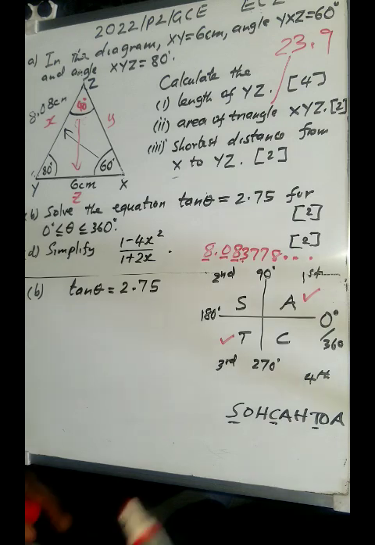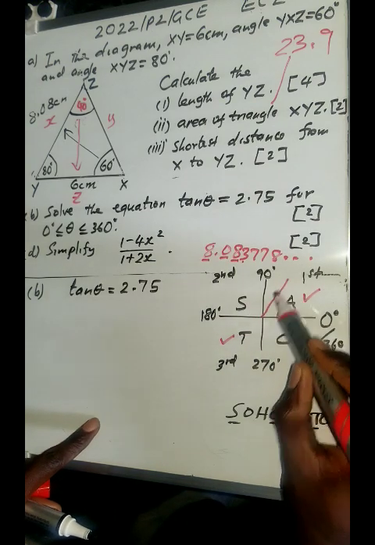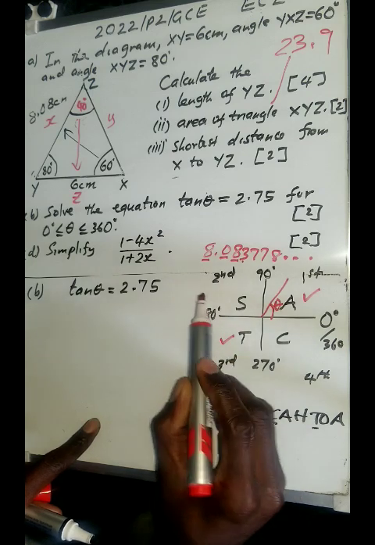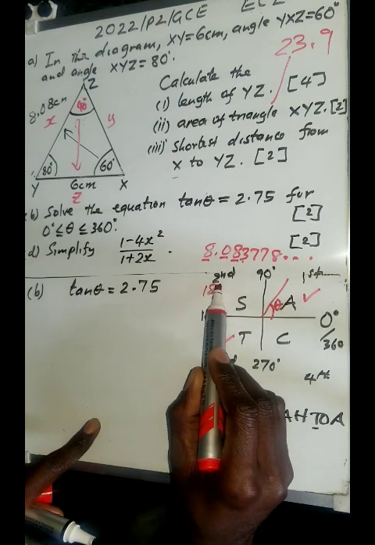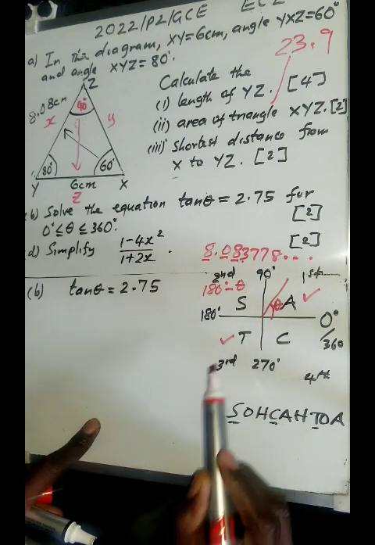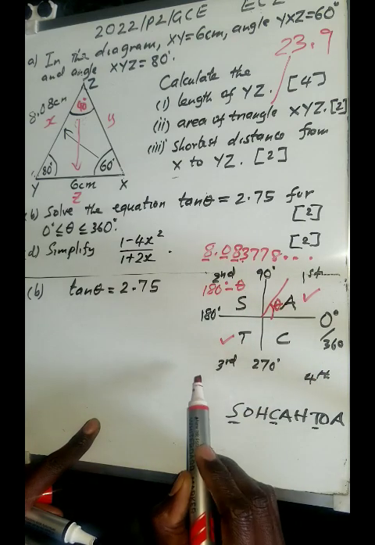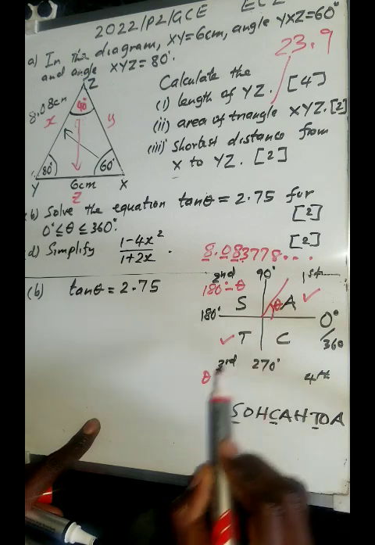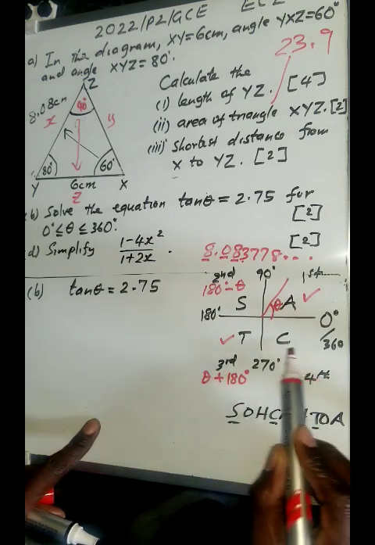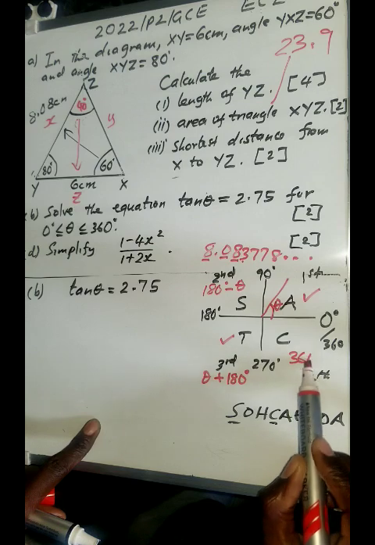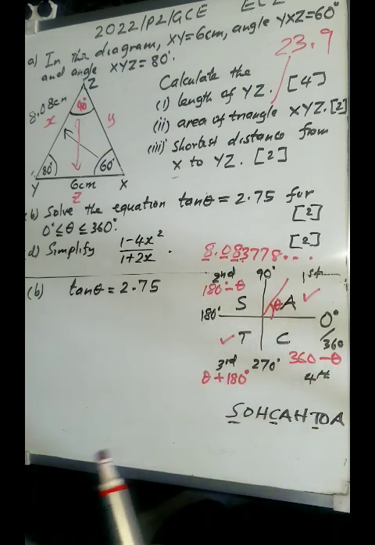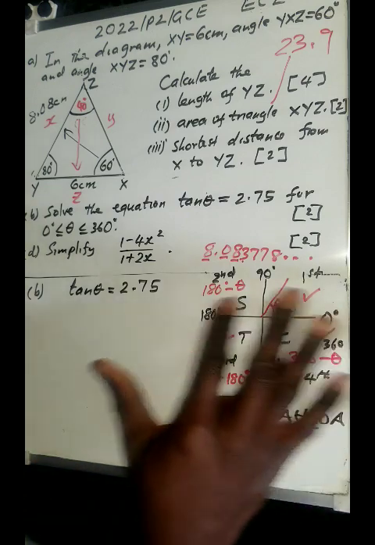Remember, for you to get angles, once you know the angle in the first quadrant, let's say it is angle theta, you can know the angle in the second quadrant. We just say it's 180 degrees minus the angle in the first quadrant. If you want to get the angle in the third quadrant, it is the angle in the first quadrant plus 180 degrees. To get the angle in the fourth quadrant, it is 360 minus the angle that you got in the first quadrant. So that's what I mean.